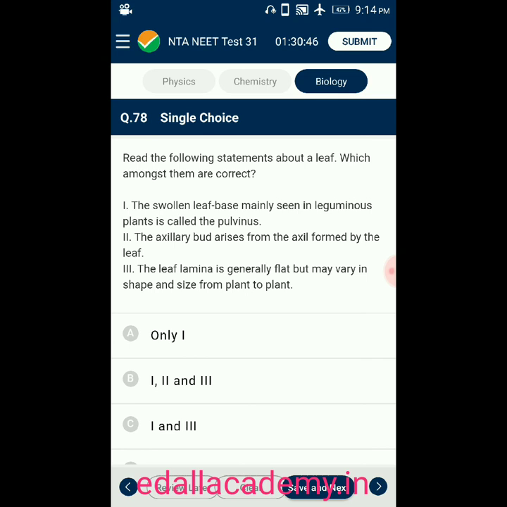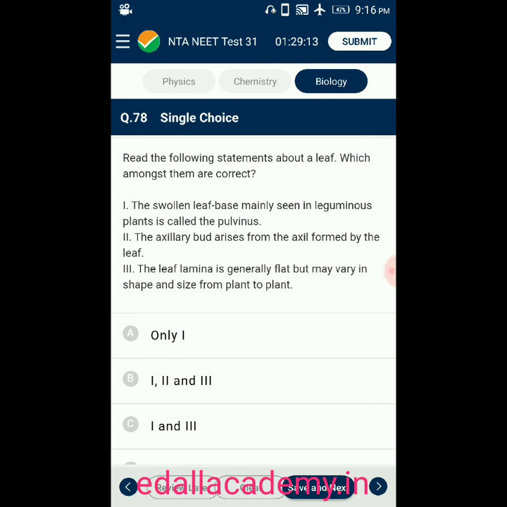Question number 78. Read the following statements about leaf. Which among them are correct? The leaf is the photosynthetic organ of the plant. It majorly consists of leaf base, petiole, and leaf lamina. Sometimes the swollen leaf base, called pulvinus, is seen in leguminous plants. The leaf generally emerges from a node of the stem where it forms an axil through which an axillary bud emerges. This axillary bud further develops into a branch.